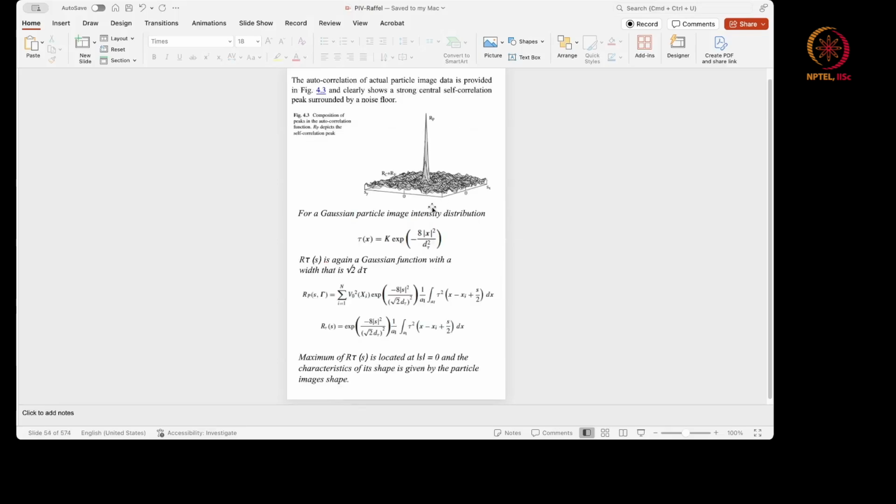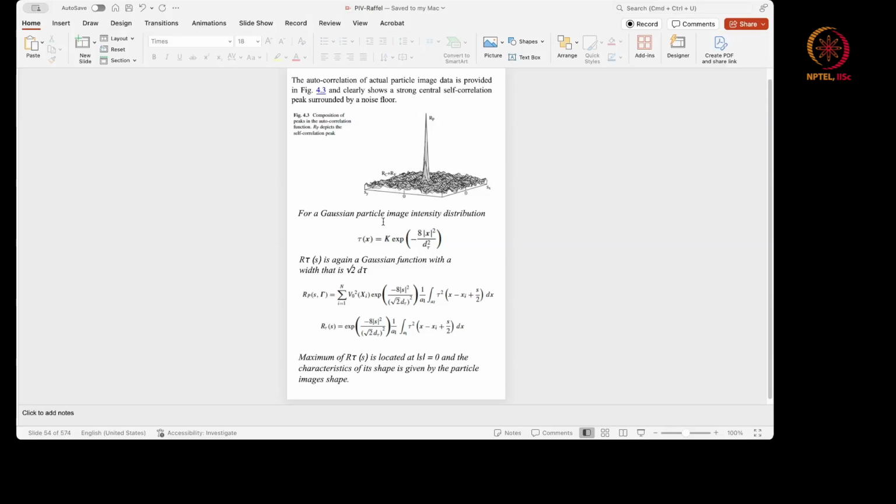So these are the things that one should remember. This is how the autocorrelation peak actually looks. It shows a very central R_P, and then you can see R_C plus R_F terms are all there. This is what we call a noisy floor. So R_P is a peak, while everything else is kind of distributed.